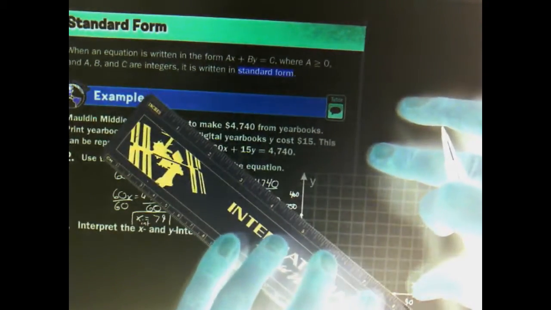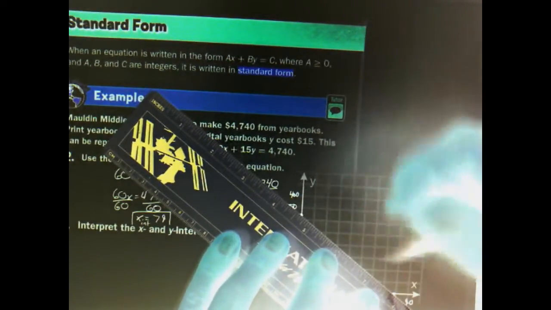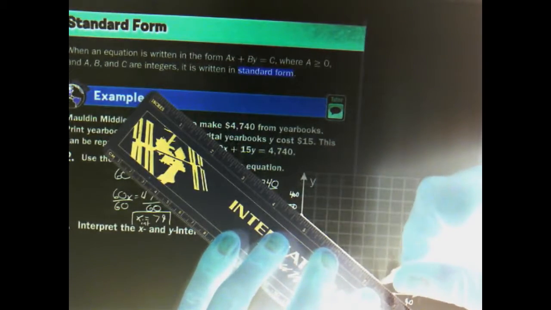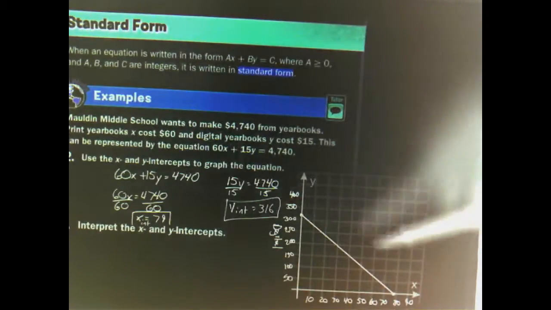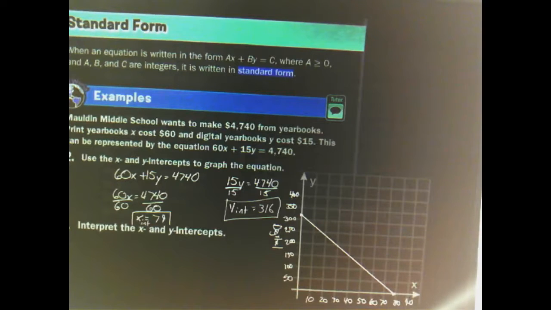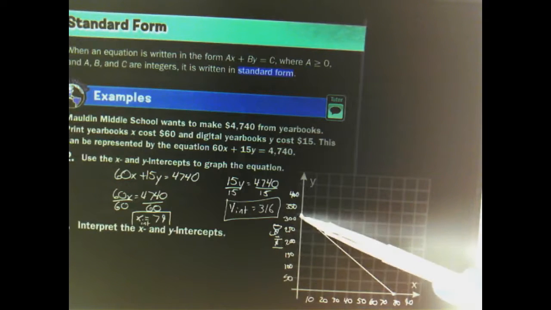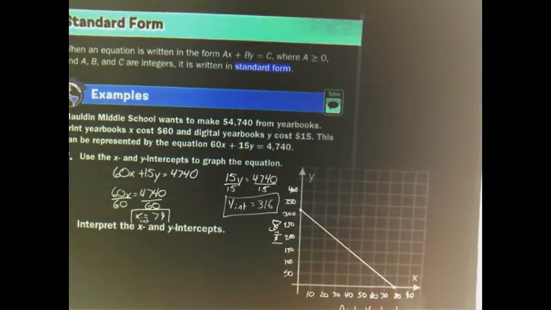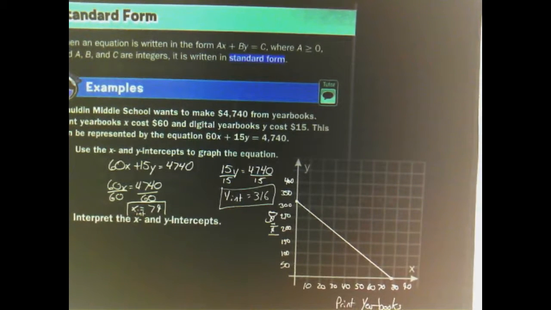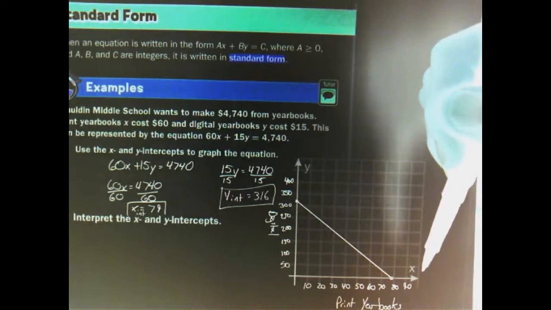And now I'm only going to connect these points because it's a real-life situation. I'm not going to extend the line on through, because if I were to extend this on through where y is negative, well, you can't have a negative number of digital yearbooks, and I can't extend it in this direction either because then you would have negative print yearbooks, and that's just not possible. So I'm only going to connect my two dots.